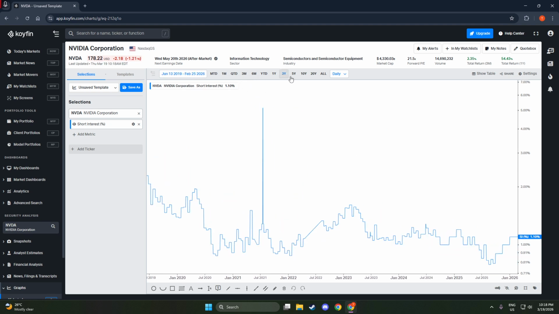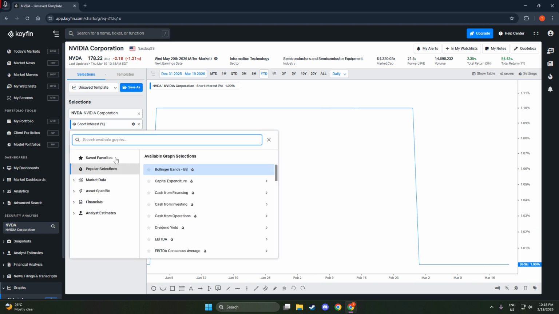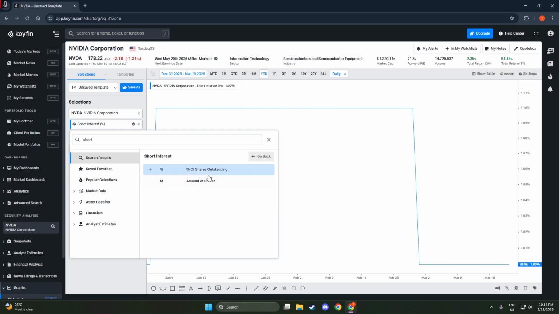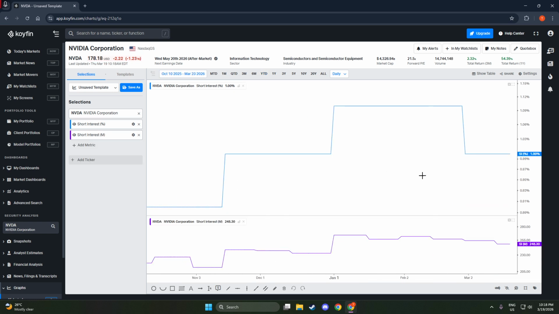To understand the story behind the snapshot, it's helpful to view how short interest has evolved. On the G chart, add short interest, amount of share, as a data series. This plots the historical shorted share count so you can spot trends, steady builds, or sudden spikes.